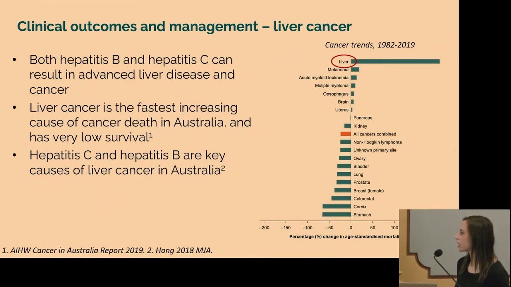These are data from the Australian Institute of Health and Welfare, and they've found that liver cancer is by far the fastest increasing cause of cancer death. It's increased by over 200% in incidence in the last 30 years. And the most common causes shown in Victoria through hospital cohort studies, hepatitis C, alcohol and hepatitis B, are responsible for about 75% of all liver cancer. So this really needs to be the priority.